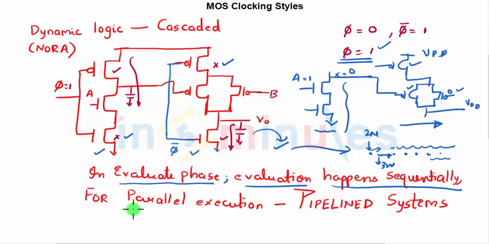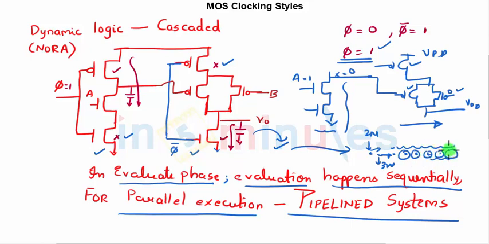So to avoid this problem, we need parallel execution, which is nothing but pipeline systems. In pipeline systems, all these blocks can work in parallel. It can improve the throughput of your system, the rate at which the output is produced.